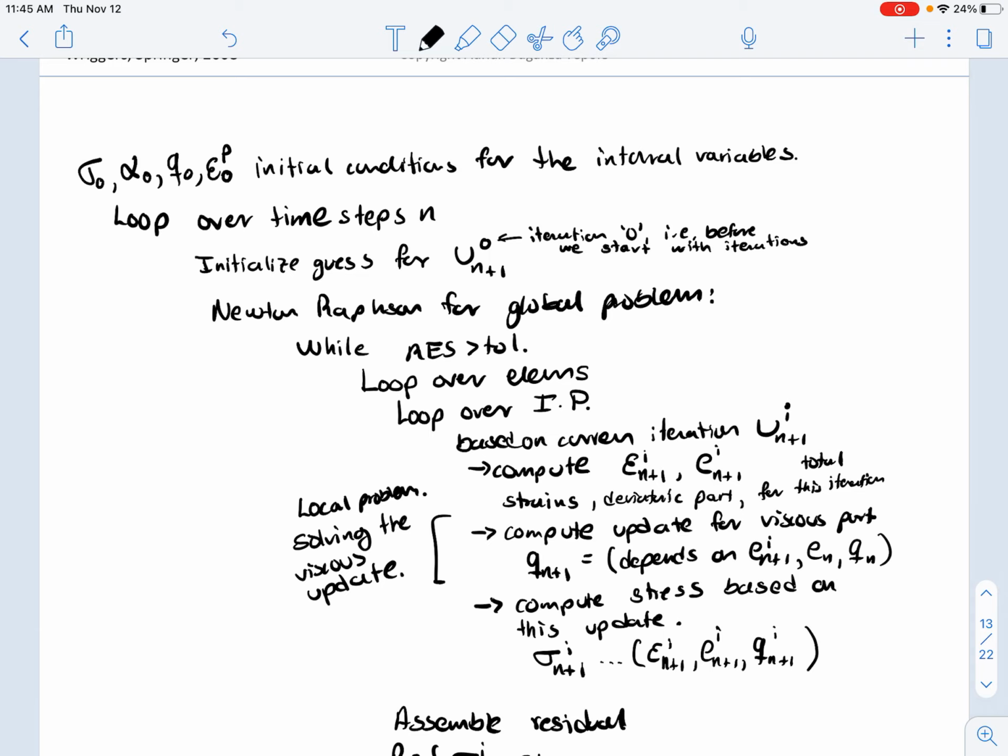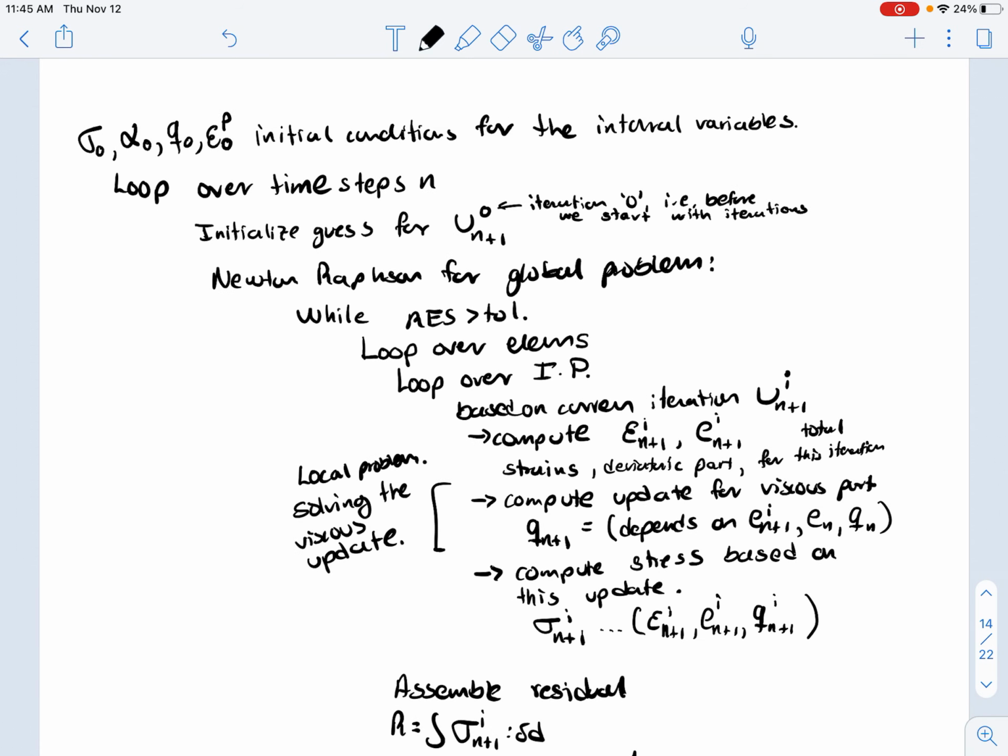Then you're going to loop over time step. For the time steps, you have iterations, global iterations. So you start for the iteration 0, your initial guess for the displacements. Then you're going to have a Newton-Raphson for the global problem, where you are trying to solve for these displacements of the nodes. How do you do that? You are going to assemble the residuals. So loop over elements, loop over integration points.